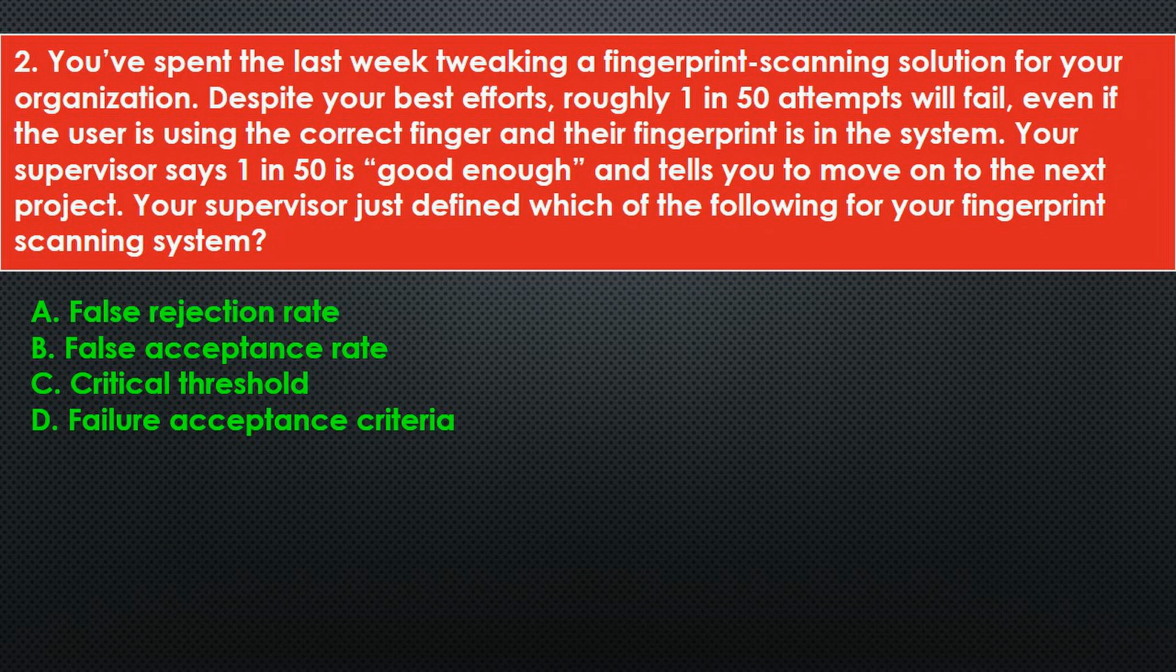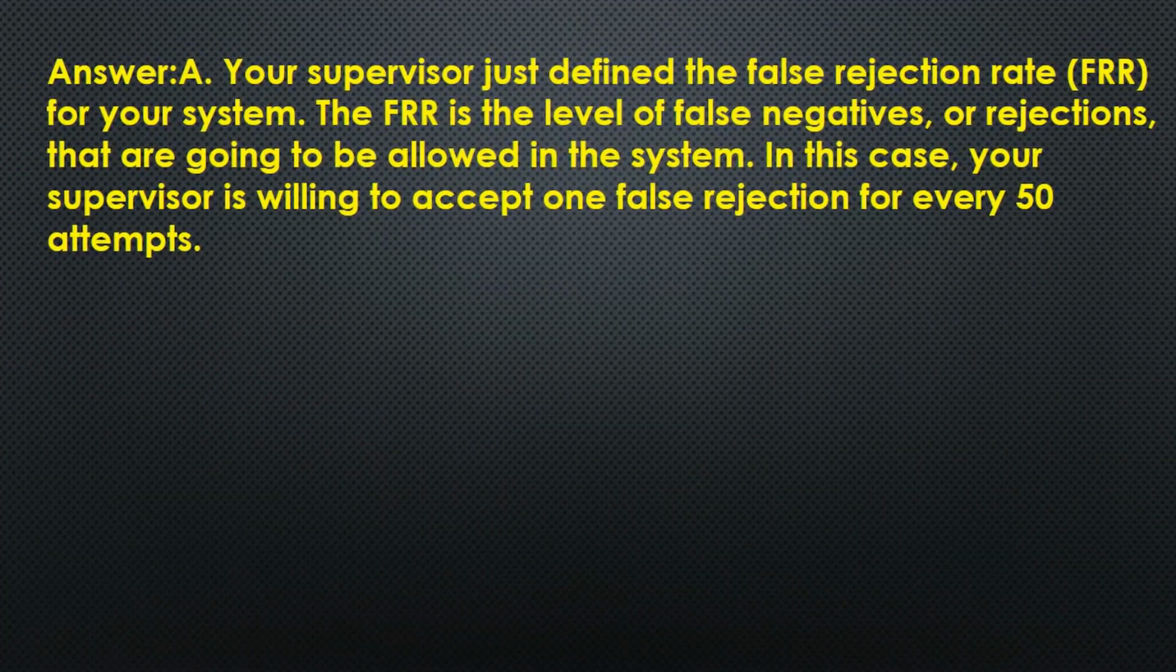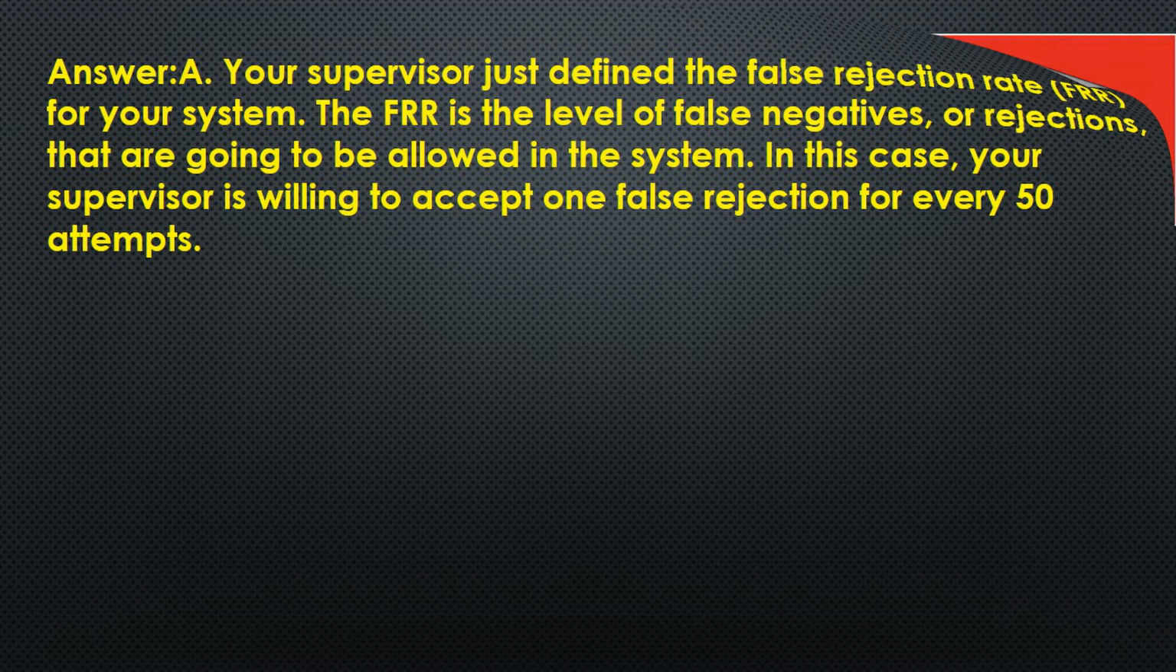A. False rejection rate. B. False acceptance rate. C. Critical threshold. D. Failure acceptance criteria. Answer A. Your supervisor just defined the false rejection rate, FRR, for your system. The FRR is the level of false negatives, or rejections, that are going to be allowed in the system. In this case, your supervisor is willing to accept 1 false rejection for every 50 attempts.